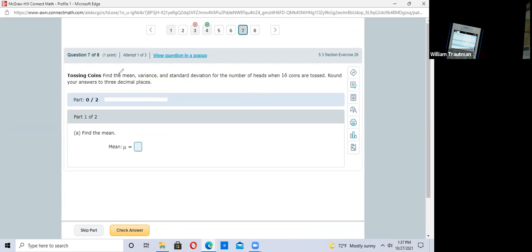If we look at this, find the mean, variance, and standard deviation for a population. For the number of heads when 16 coins are tossed, n is 16. Probability of getting a head is 0.5. Head or tail is 50%. And so the mean is n times p. So 16 times 0.5 on my calculator is 8.